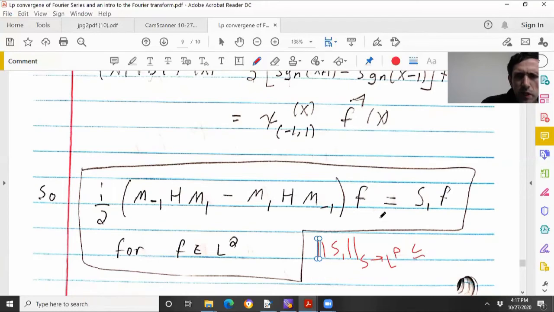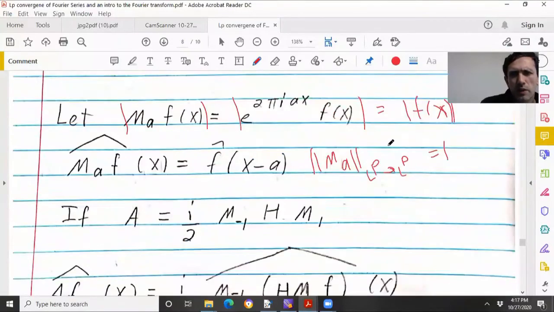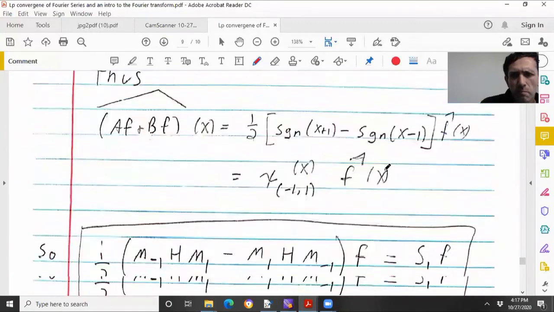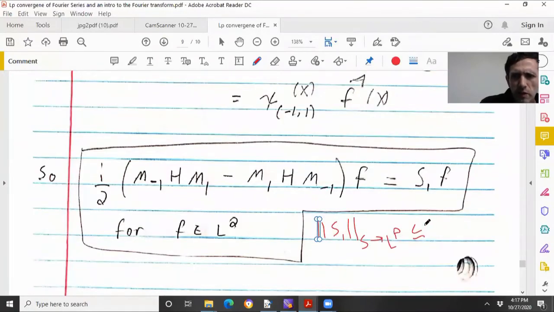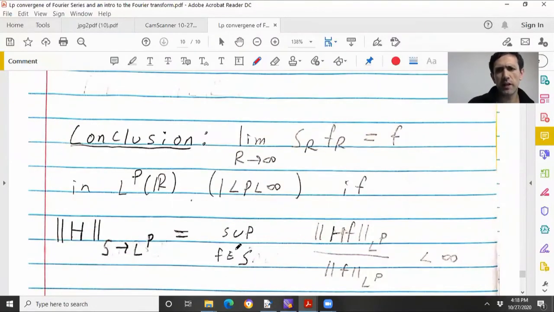So it's going to be, and if you have any doubts about this, there really shouldn't be, but you can just check using this fact here that every one of these has norm 1, that this is going to be less than or equal to this operator norm from the Schwartz space to L^p.